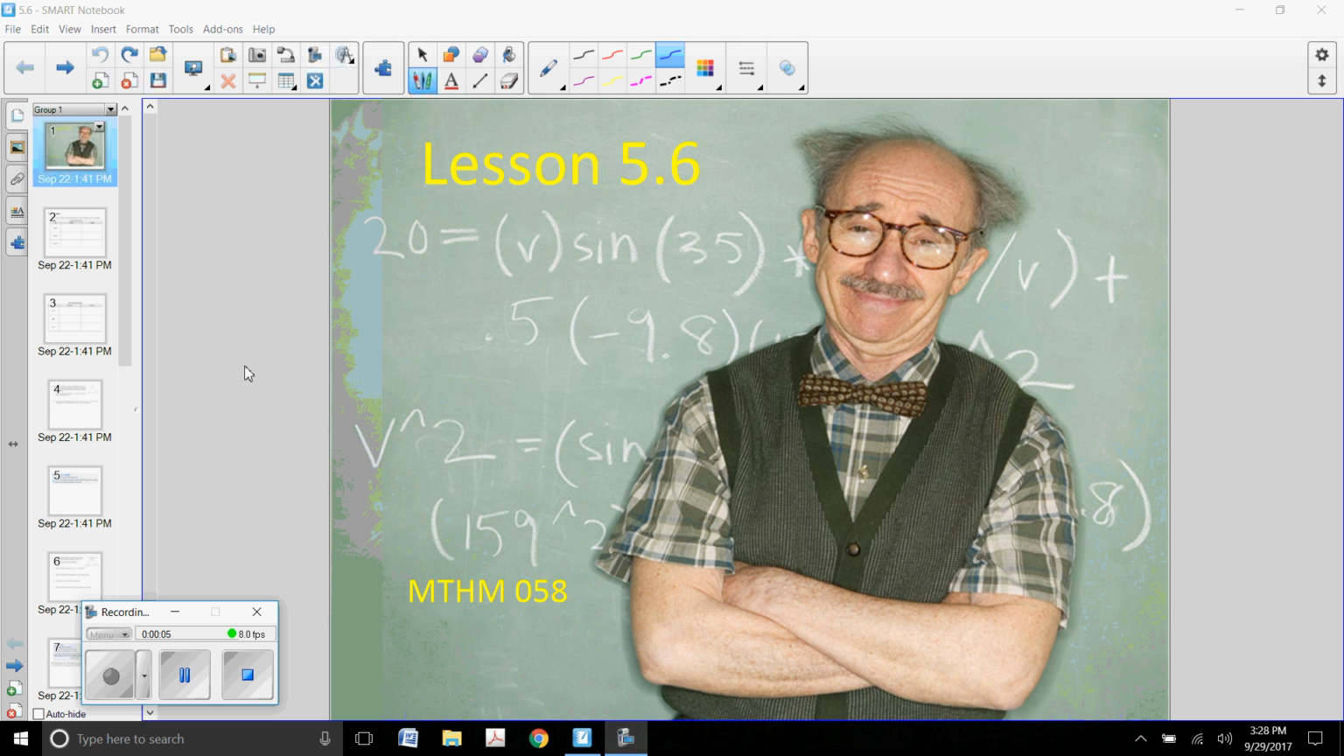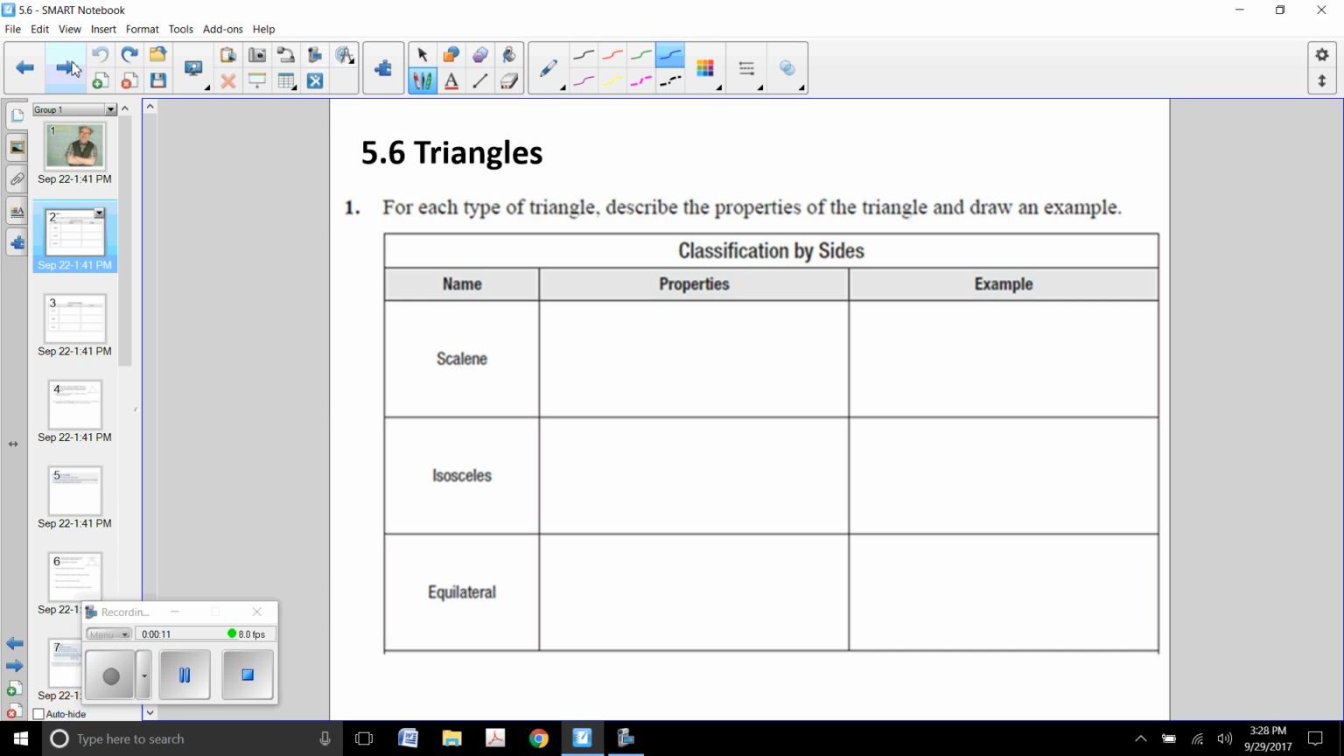This is section 5.6. We're looking at triangles. Triangles can be classified or sorted in a couple different ways. For the first example, we're going to classify them according to the sides that they have. The first type of triangle, I guess I should say, is a scalene triangle. Scalene triangles have no equal sides to them.